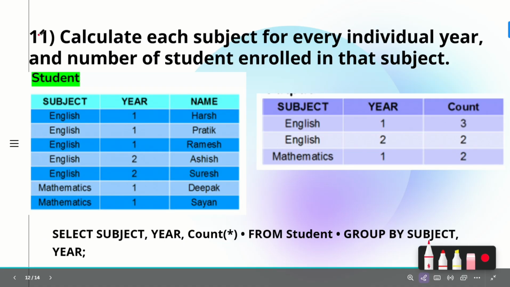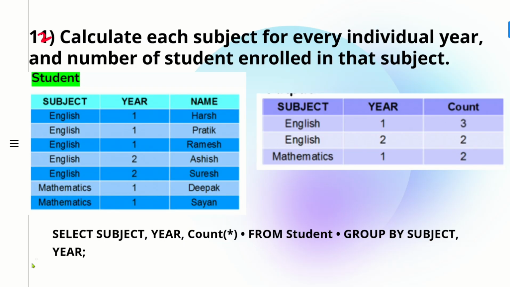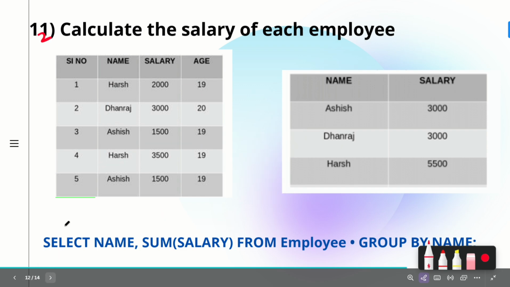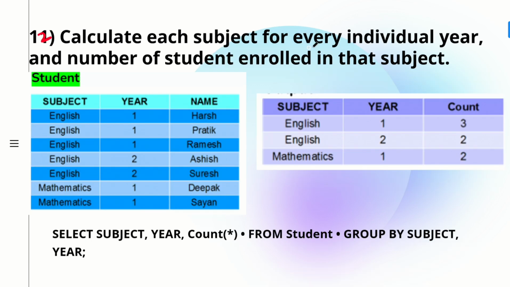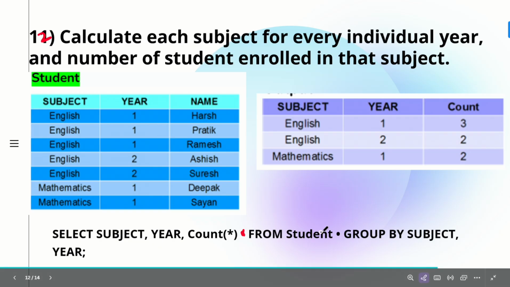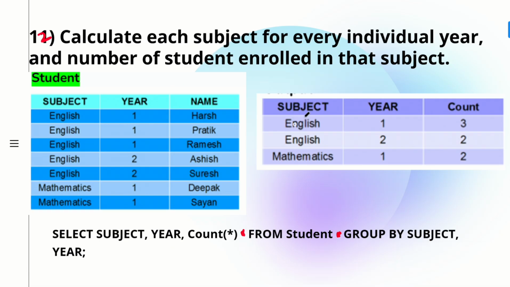Now this is the 12th question. So what is the 12th question? Yeah, 12th question, where you are asked to calculate the subject for every individual year and the number of students enrolled in that. So this is again a group by question. Let's see how we can answer this. So you are supposed to give the subject. How many subjects are there? English and mathematics, right? Two subjects are there.